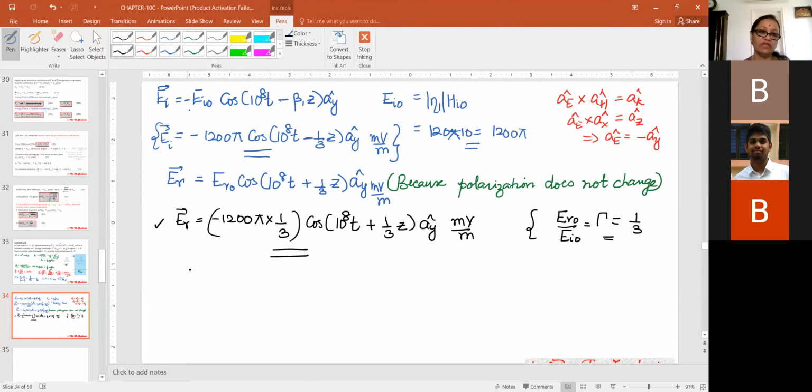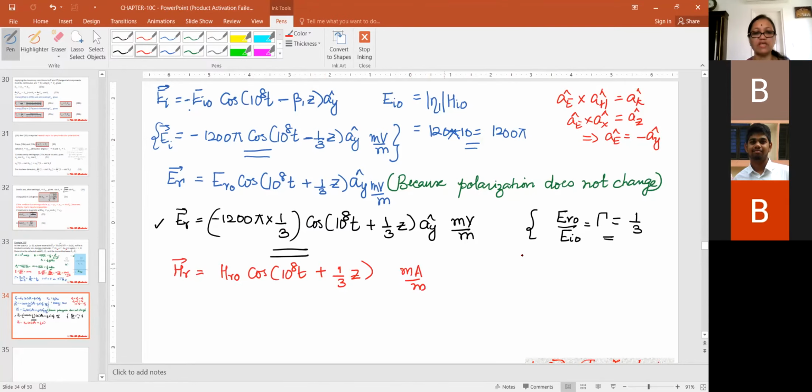Next, what do I find? What do you think I can find out? I can find out HR. Okay, to find HR, what should I do? HR naught, then cos of 10 to the power of 8t plus 1 by 3. Why plus 1 by 3? Because it is reflection. And then let me write the unit also, milliamps per meter.